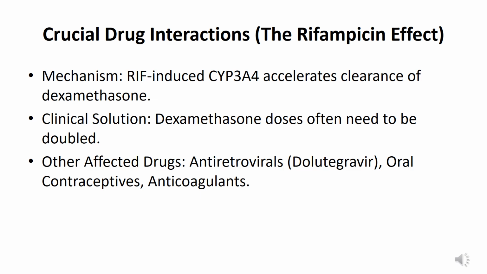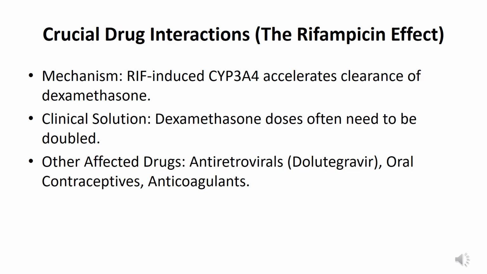As enzyme levels increase, many medications are metabolized and cleared from the body much faster than normal. The result is lower drug concentrations and potentially reduced therapeutic effectiveness. A classic example involves dexamethasone. Dexamethasone is commonly used in central nervous system tuberculosis to reduce inflammation, cerebral edema, and neurological complications.